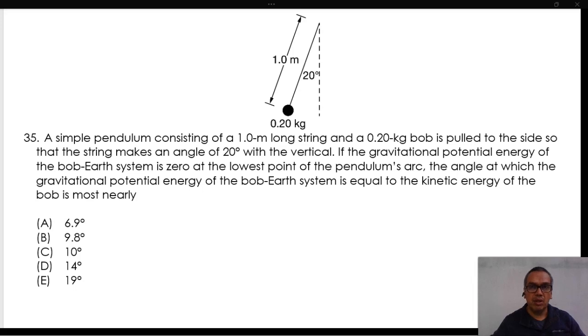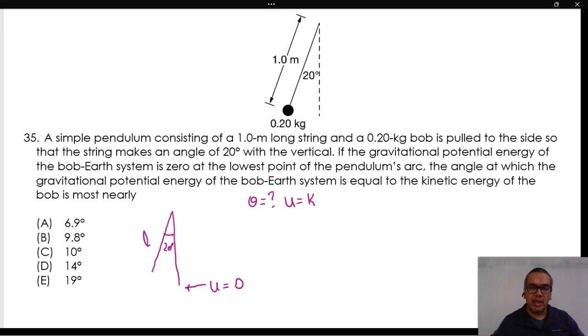A simple pendulum consisting of a 1.0 meter string and a 0.20 kilogram bob is pulled to the side so that the string makes an angle of 20 degrees with the vertical. If the gravitational potential energy of the Bob-Earth system is zero at the lowest point of the pendulum's arc, the angle at which the gravitational potential energy of the Bob-Earth system is equal to the kinetic energy of the bob is most nearly.